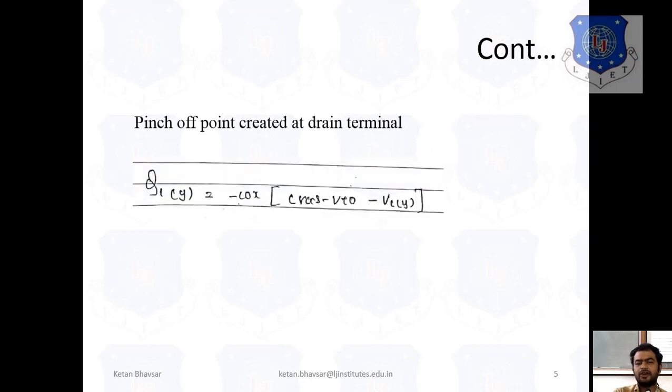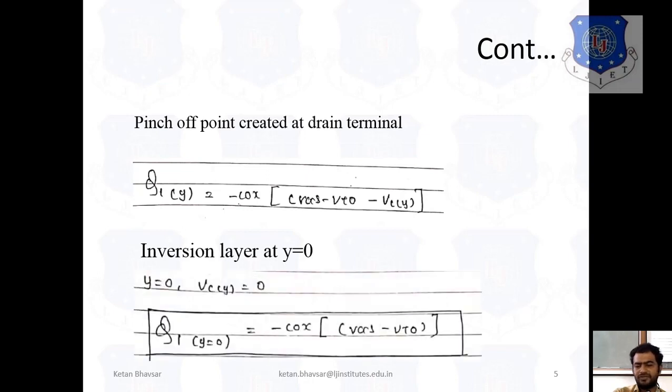We have already proven this equation near the pinch off point in previous session: Q1 of y, which represents the channel from y is equal to 0 to y is equal to L, is minus Cox (VGS minus VTO minus VC of y). VGS minus VTO represents the drain to source condition where VDS is greater than or equal to VGS minus VTO, and VC of y represents the channel voltage from y is equal to 0 to y is equal to L. In inversion layer, at y is equal to 0, we assume that VC of y is equal to 0. So Q1 of y is equal to minus Cox into (VGS minus VTO), because VC of y is approximately 0.